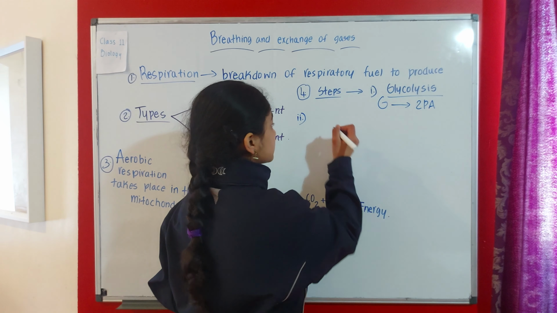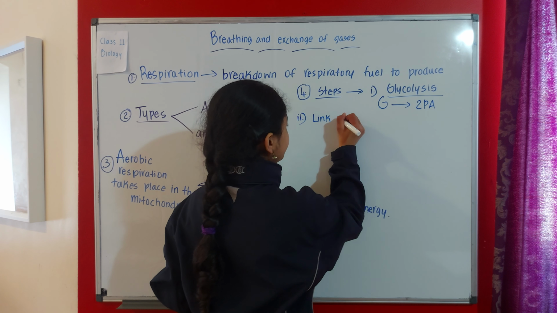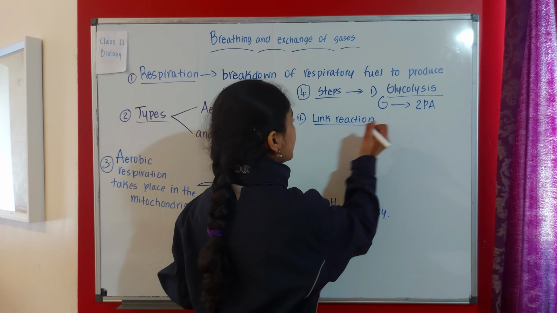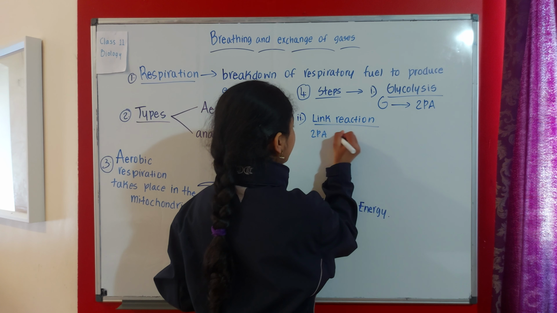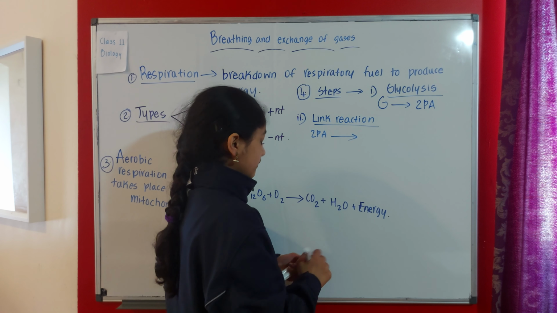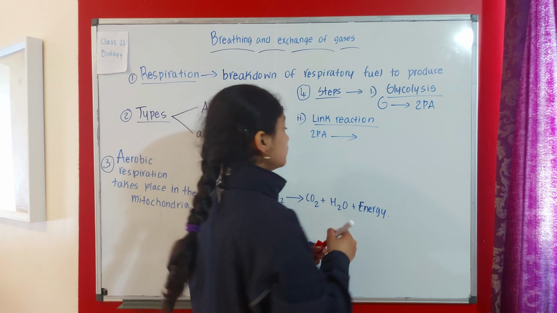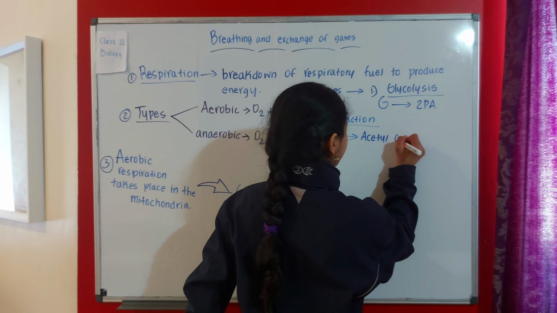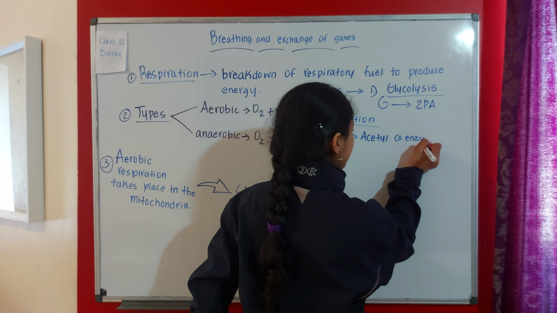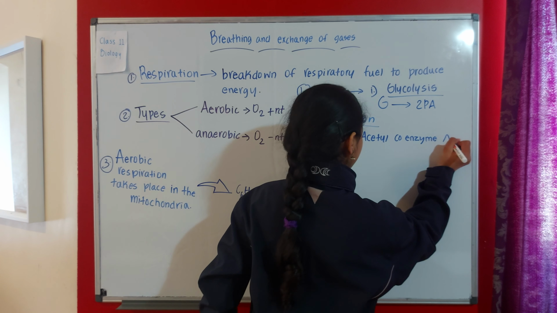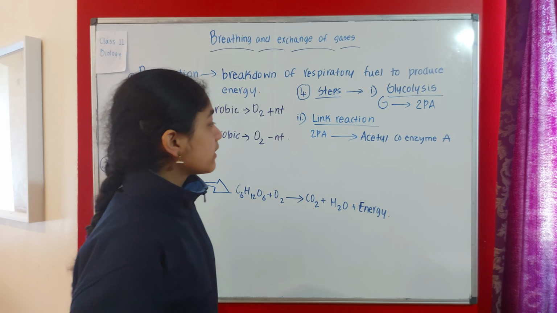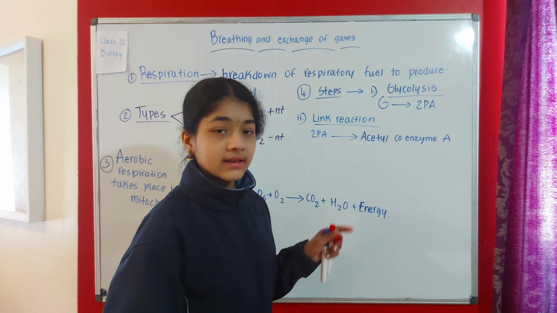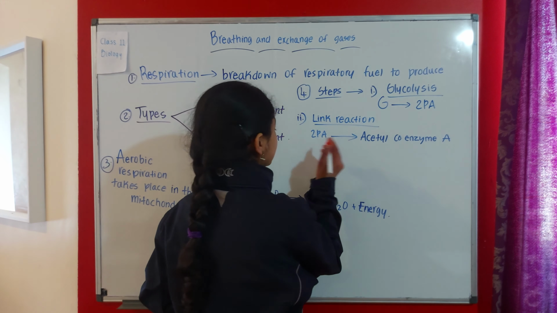The second step is called the link reaction. Here 2-pyruvic acid converts into acetyl coenzyme A. So 2-pyruvic acid converts into acetyl coenzyme A in the case of the link reaction. This is the second step which is happening.